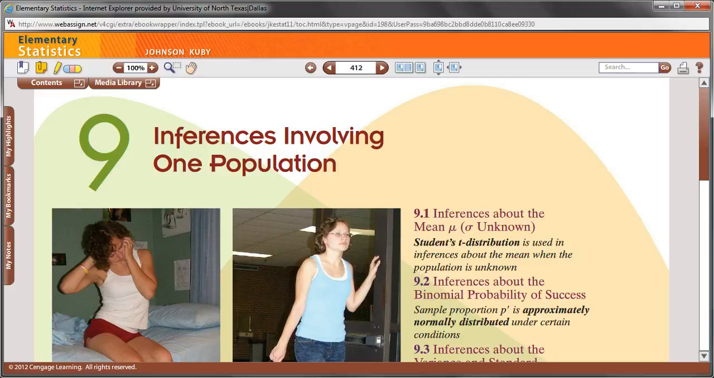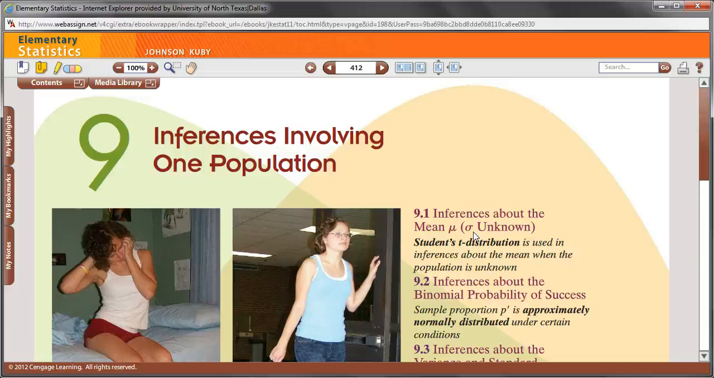The fundamental difference between Chapter 8 and Chapter 9 is this one right here, whether we know the sigma value or not. In Chapter 8, we assumed we knew the population standard deviation sigma. In Chapter 9, we don't. Does it make some difference?